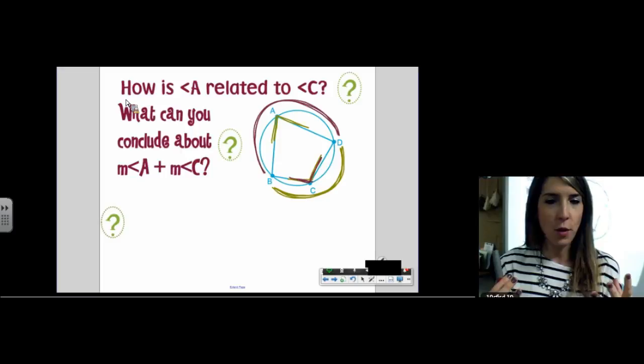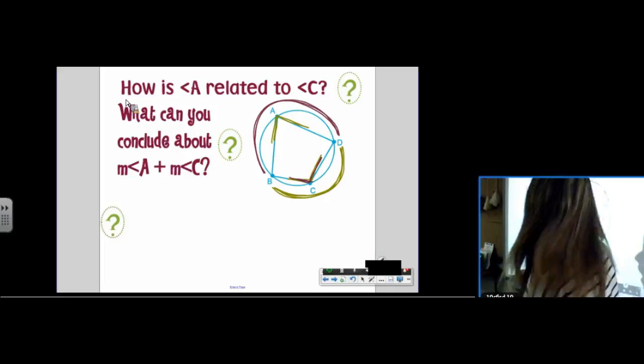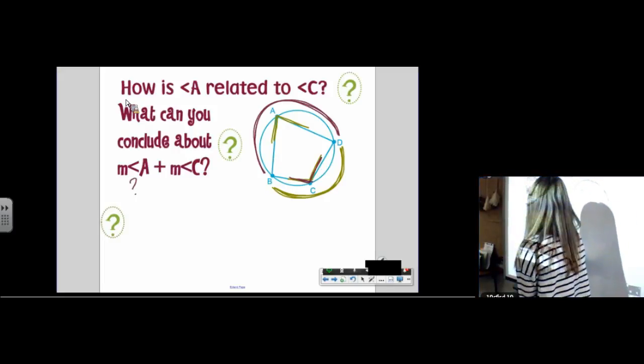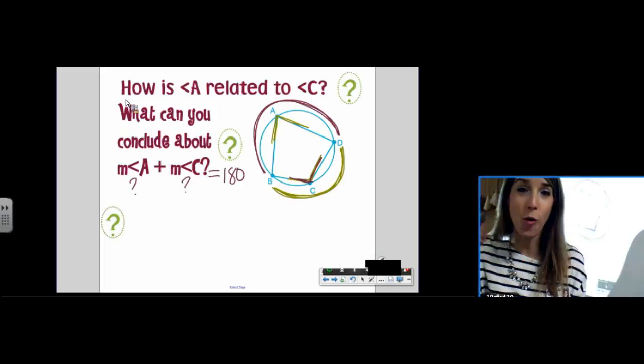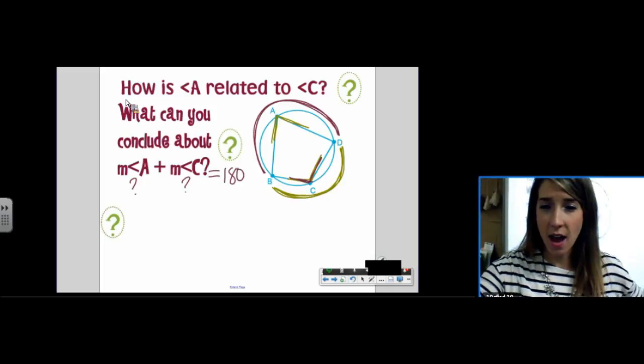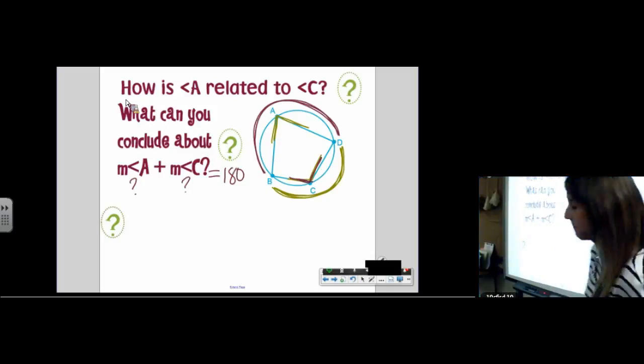What do you get when you add the red and the green up? 360. So I don't know angle A, and I don't know angle C, but what will they add up to? They're inscribed angles. Half of 360, very good. I don't know angle A, and I don't know angle C, but whatever they are, in cooperation, they're going to add up to 180, because they are half of 360, they're inscribed angles. Yep.